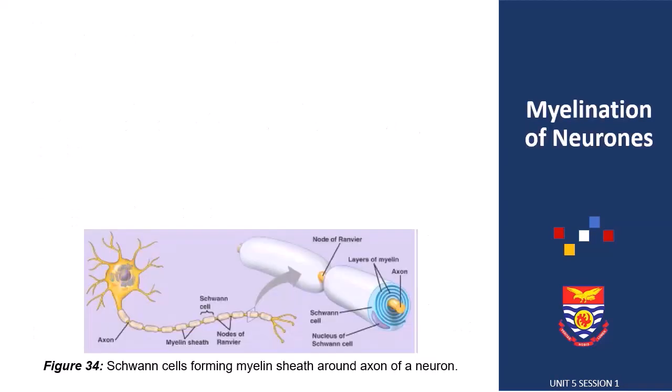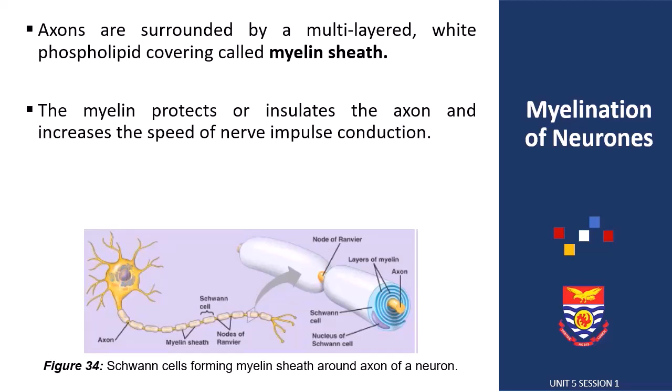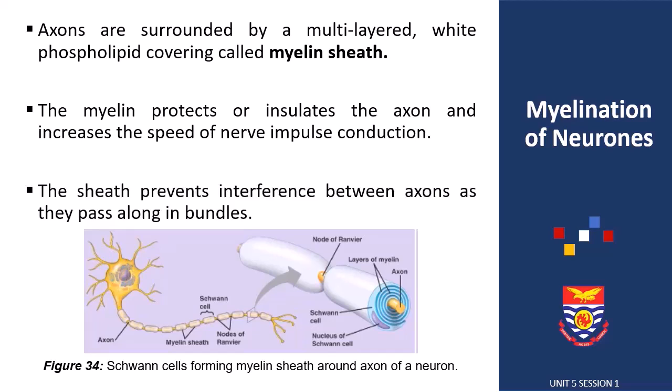The neurotransmitters are chemical substances that are necessary for transferring impulses between neurons or between a neuron and an effector. The axon of a nerve cell is surrounded by a multi-layered white phospholipid covering called the myelin sheath, and this sheath is made up of membranes of supporting cells wrapped around the axon to form several concentric layers, as shown in Figure 34. The myelin sheath protects or insulates the axon and also increases the speed of nerve impulse conduction. The sheath also prevents interference between axons as they pass along in bundles.